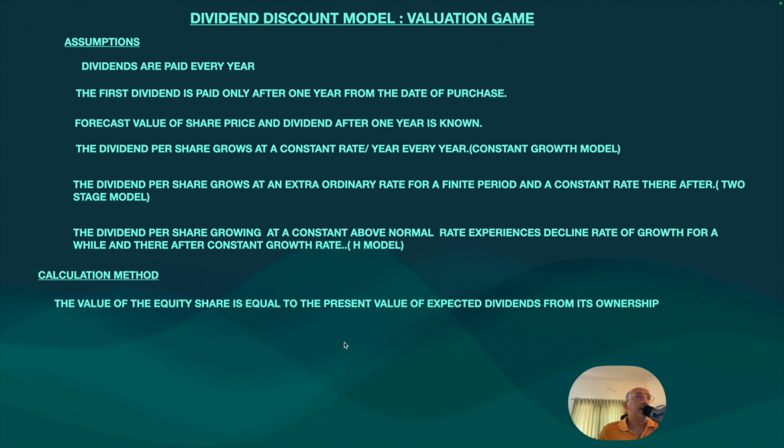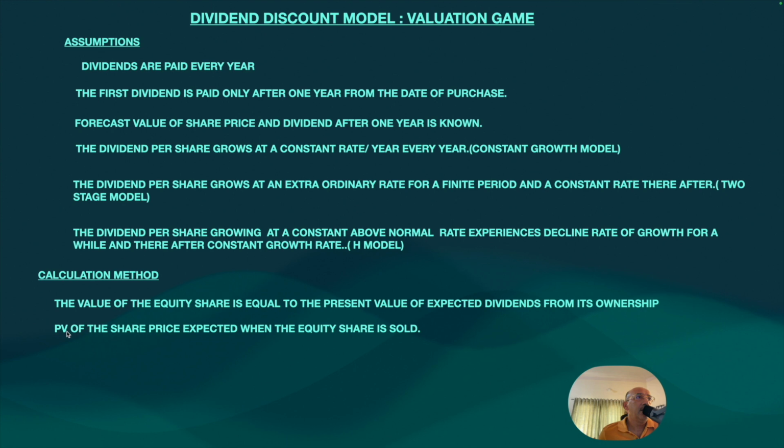That is what the present value means. Future, after 1 year, a company giving a dividend of 100 rupees at an incremental growth of 5%, you will get a dividend of 105. But if you discount that with the rate of return expected, then you will get the present value. So the present value of the share price expected when the equity share is sold is the second concept which is going to be used.